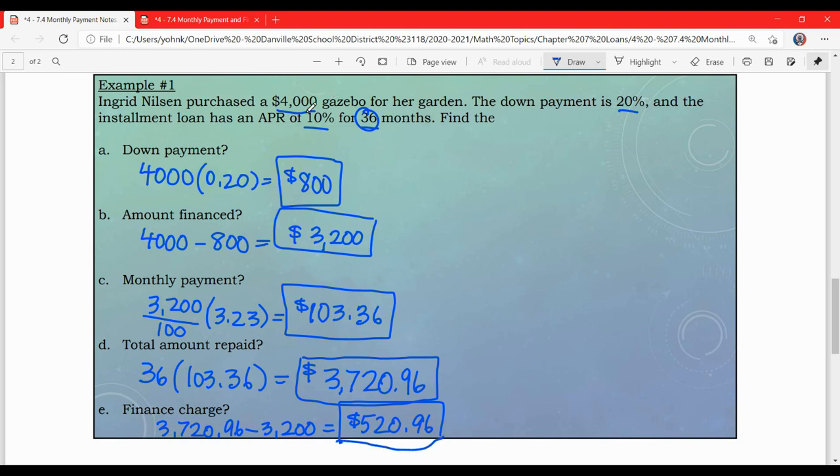Okay, so what do all these numbers mean again? We have a $4,000 gazebo, but we have to put down $800. That means that we have $3,200 left that we're going to borrow. We calculate the monthly payment to be $103.36. We multiply it by 36 to find the total amount that we're going to end up repaying after those 36 months. And then we subtracted the original loan amount from that to find the amount of the finance charge. So we're going to pay an extra $520 when we end up paying back this loan.